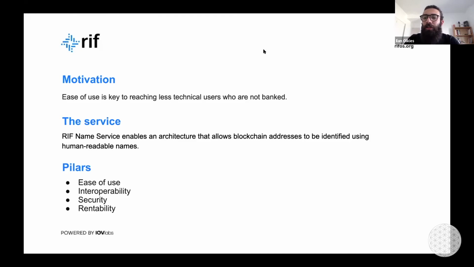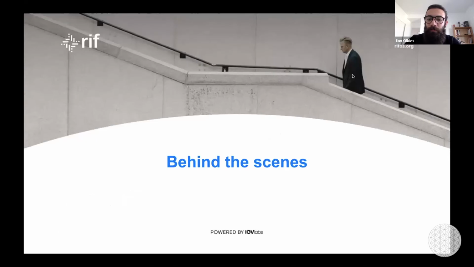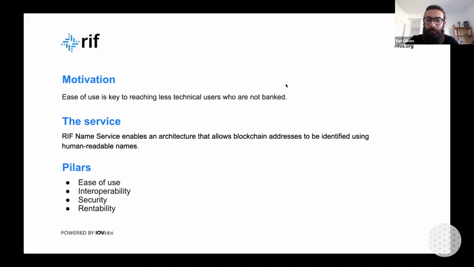Then all the service is built on a blockchain architecture. It's a smart contract architecture. We are building it over the RSK blockchain. So from this architecture we inherit all the decentralized attributes it has.